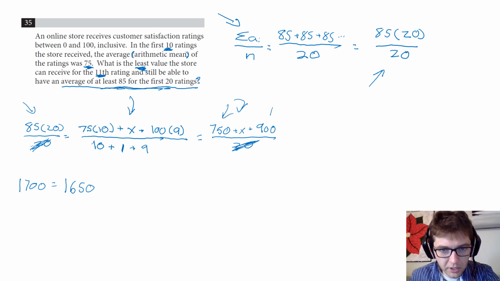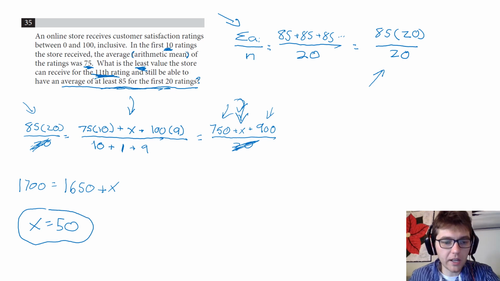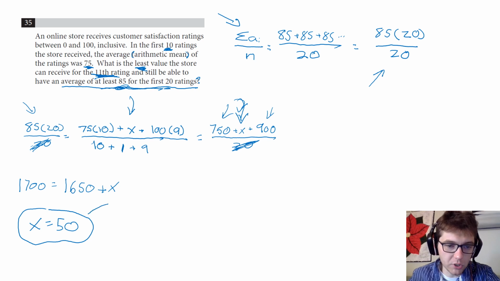So 750 plus 900, and then you still have your plus x here. Subtract 1650 from both sides, and you're left with just x. 1700 minus 1650 is just 50. x is equal to 50. Check that this is what the problem was asking for: what is the least value of the 11th rating? So the 11th rating can be 50, while the first 10 are 75 and the last 9 are 100, to get an average of 85. So 50 is correct. It's what you'd bubble in for the least value that the 11th review could be.